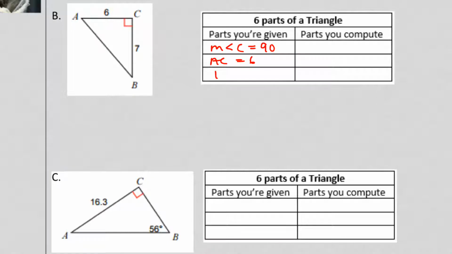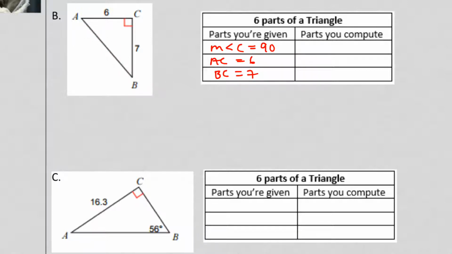So I can say side BC is equal to 7. In this case, what I don't know is this hypotenuse length, nor do I know the angle measures here of angle A or angle B. So I have to compute these. So first, I'm going to find AB.